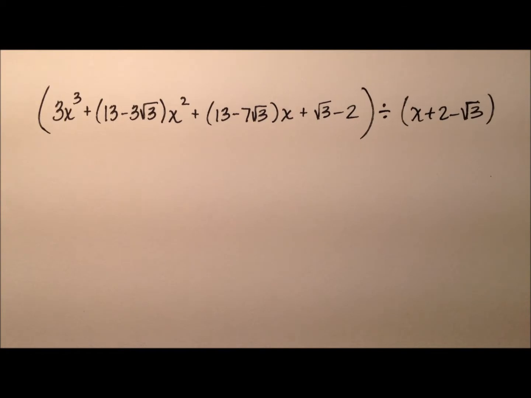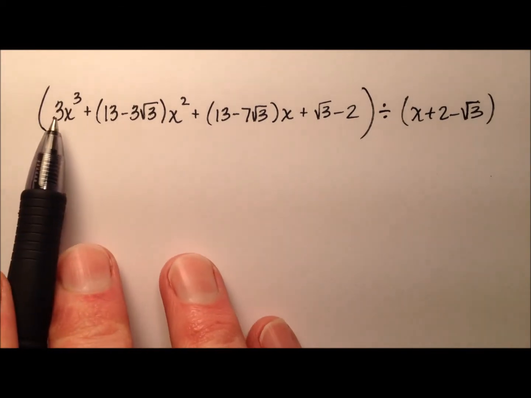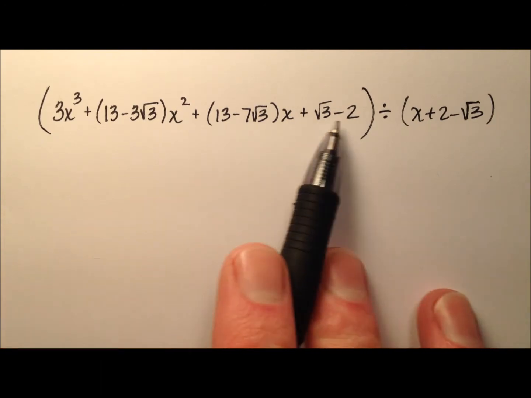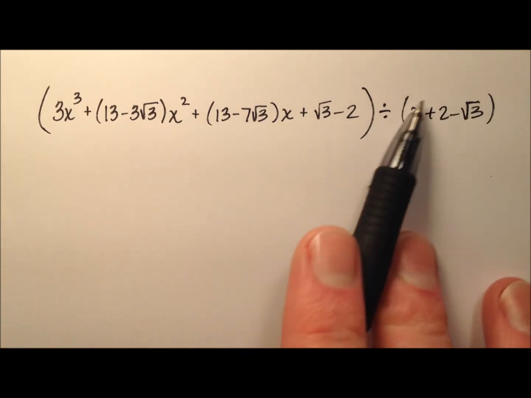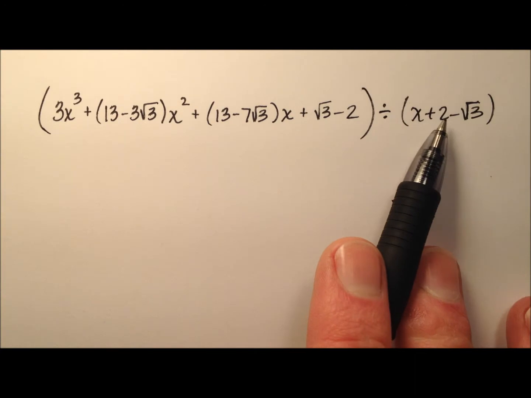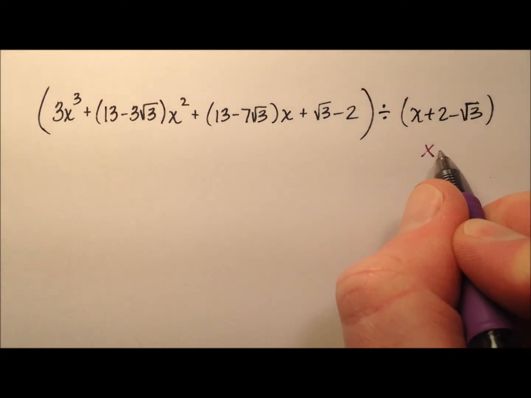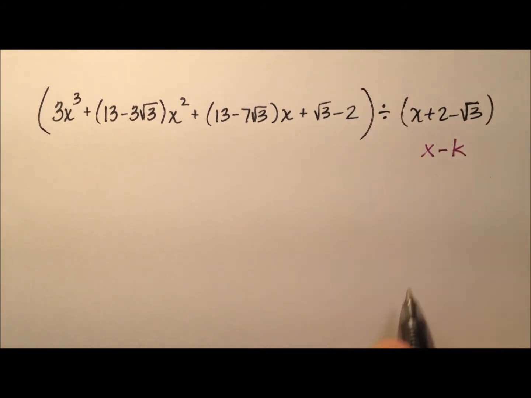In this example, I'm going to use synthetic division to divide this polynomial, which contains both rational and irrational coefficients, by this linear binomial x plus 2 minus 3, which also contains a rational and an irrational number. So remember, this divisor, in order to use synthetic division, needs to be in the form x minus k.